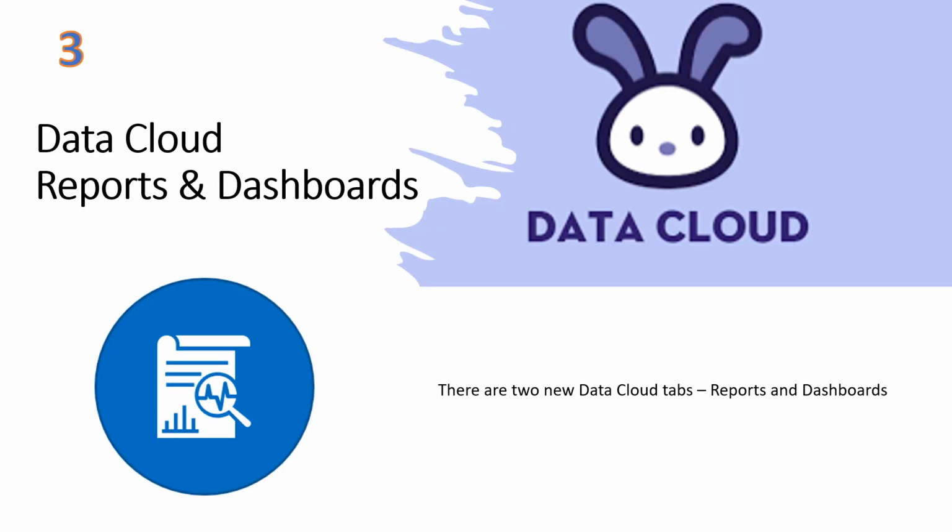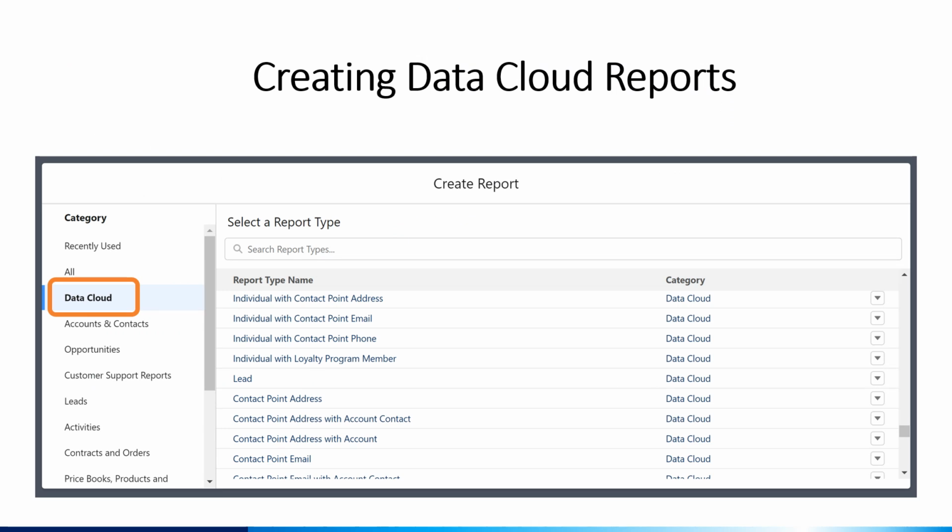Number 3 update. There are two new Data Cloud tabs, Reports and Dashboards. You can easily create reports on a single or multiple related data model objects. You can group, filter, and summarize records in the report, run it for real-time information, and share it with others. You can also create dashboard components on a Data Cloud source report. And it's now possible to gather insights from CRM and Data Cloud simultaneously by including both data sources in the same dashboard.